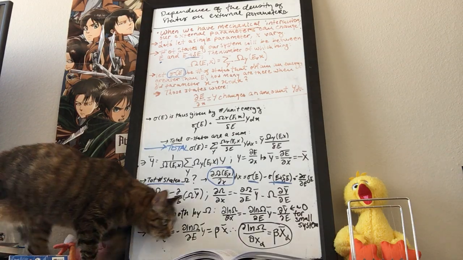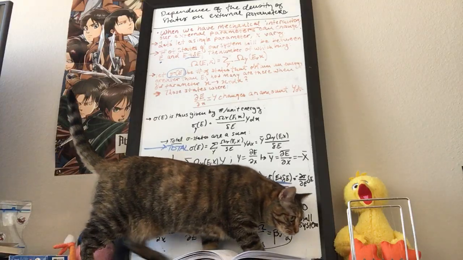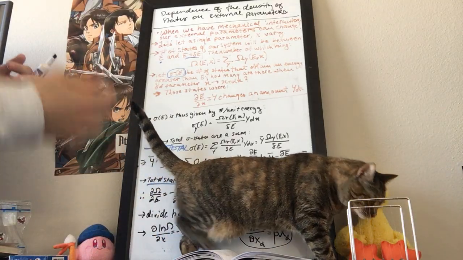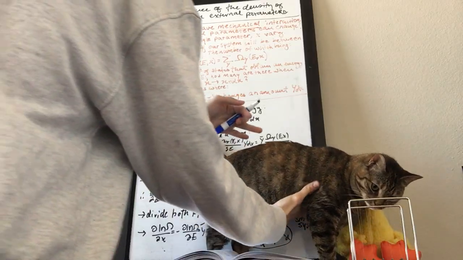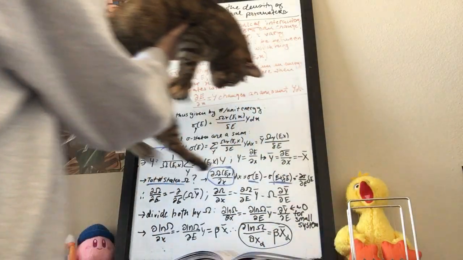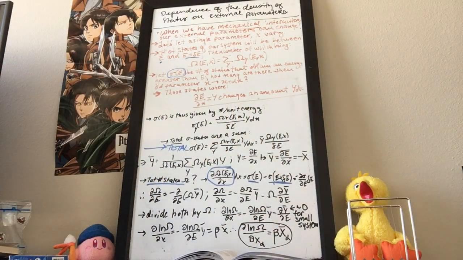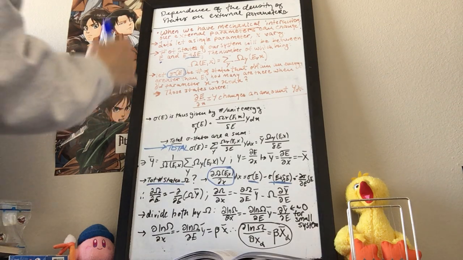Seems I have a visitor. You got a cameo. It wouldn't be a physics video if there wasn't a cat in it. Anyway, I'm sorry, sweet pea. Go. Okay, you're going to do the proof with me while I'm holding you now. So that means I get one hand for the rest of the video.